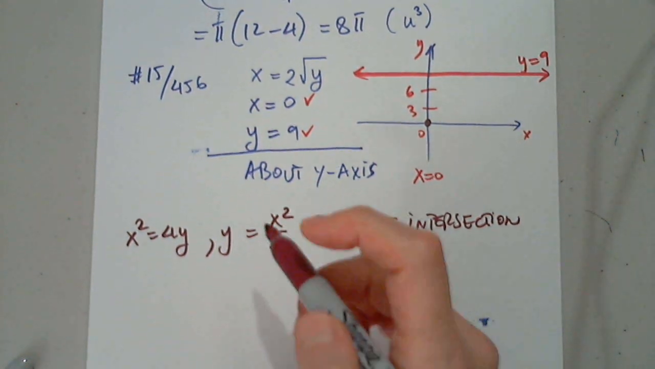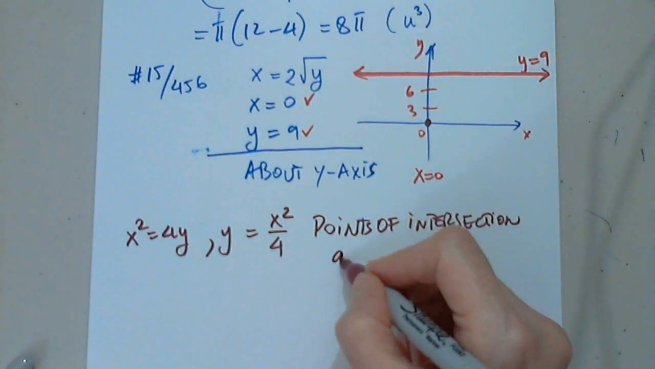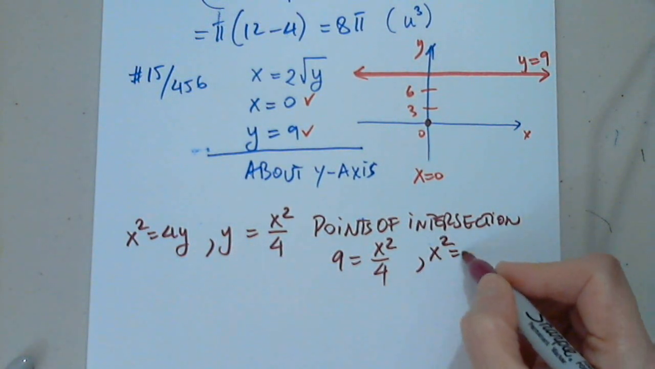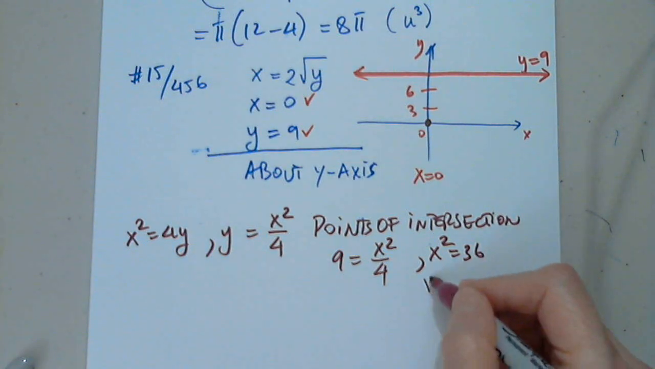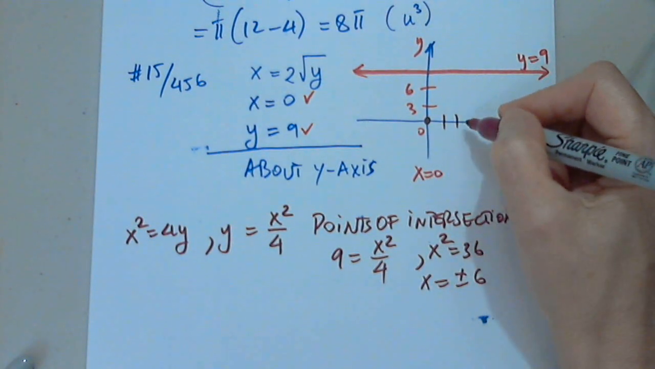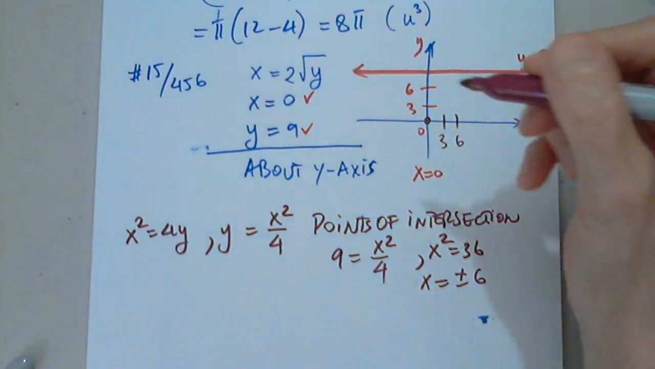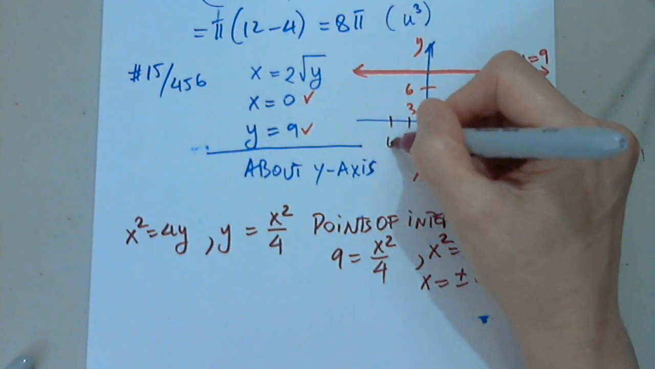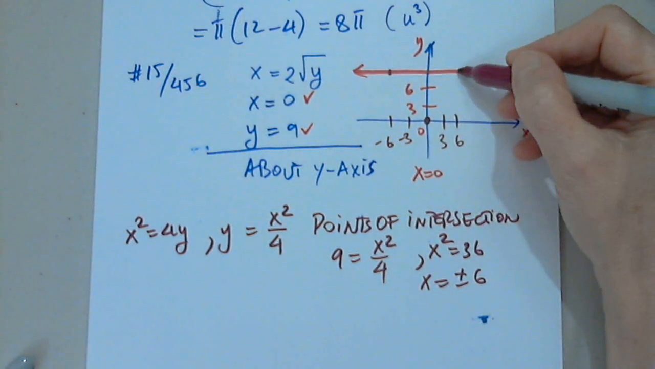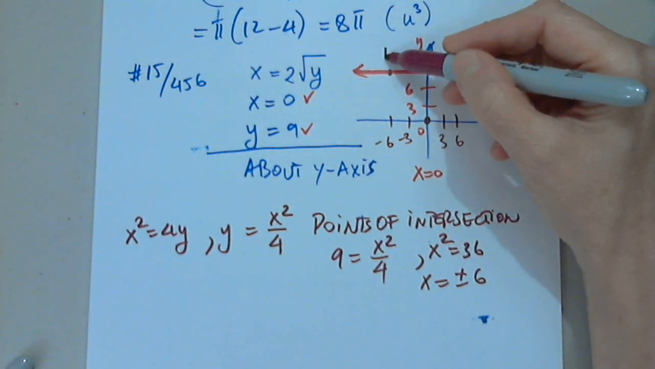Okay, so I'm going to set y equal to 9. I'm going to cross multiply. I get x squared equals 36. I'll take square roots. X equals plus or minus 6. Okay, 1, 2, I mean 3, I meant to say, and 3, 3. So negative, negative. So here are the points of intersection. Here is the graph.